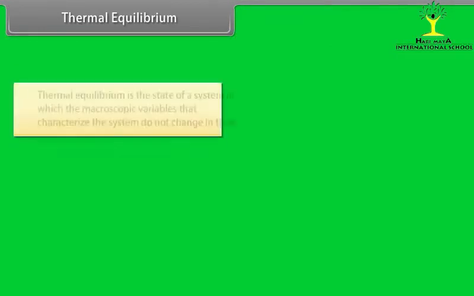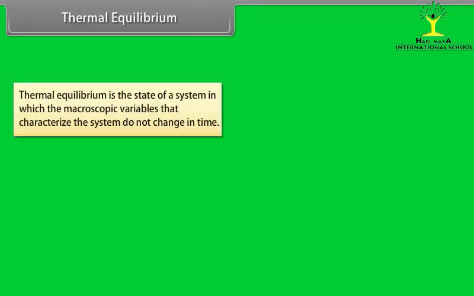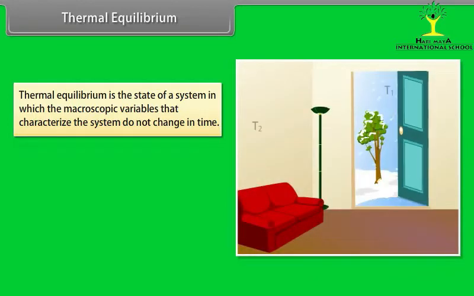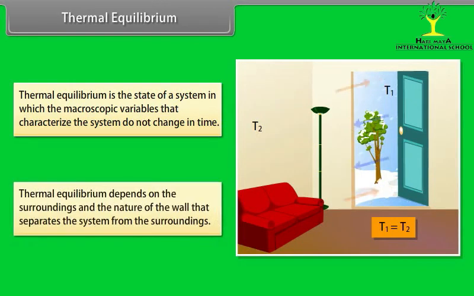Thermal equilibrium. Thermal equilibrium is the state of a system in which the macroscopic variables that characterize this system do not change in time. Let us take an example. In winter season, when you open the door of your house, then the heat moves out of the house. To balance out the temperature, after few minutes, you feel that the temperature inside and outside the house is same. This is due to the thermal equilibrium. Thermal equilibrium depends on the surrounding and the nature of the wall that separates the system from the surrounding.